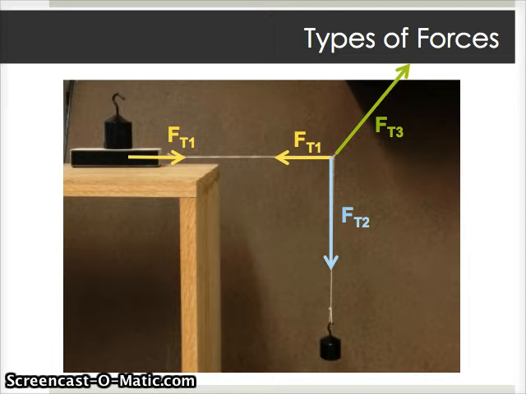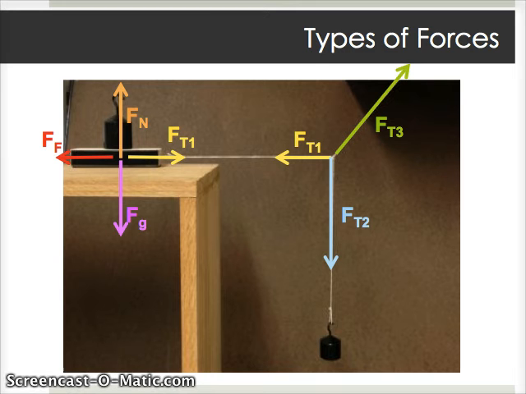Just finishing off this block over here, the reason it's not moving is because the frictional force points to the left, and that exactly equals the tension force, causing this object to be in equilibrium. There would also be a normal force up, perpendicular again to that surface, and a gravitational force down. Again, gravity always points down in our pictures.